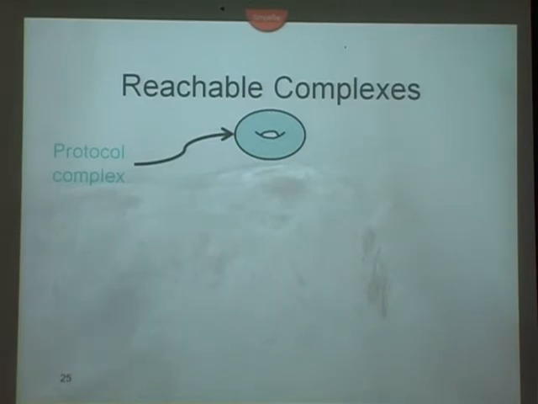When you start out, it's like your first day of college, all things are possible. Every final state is reachable, but every time you make a choice, that rules out certain final states. So every time a process takes a step, the part of the protocol complex that is reachable at that point, the set of final states that can happen, is smaller, until finally, when the protocol finishes, the state that you're in is the only possible final state.